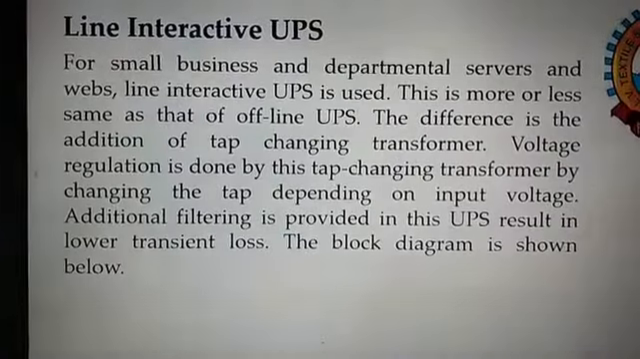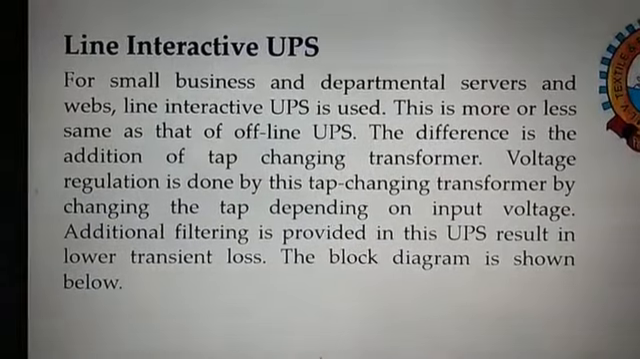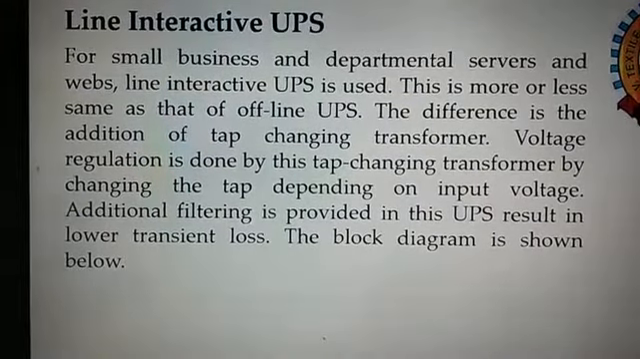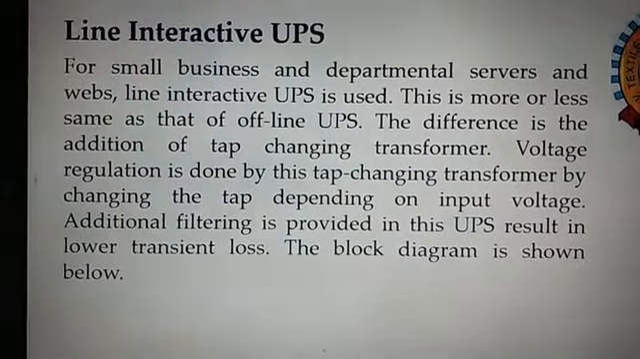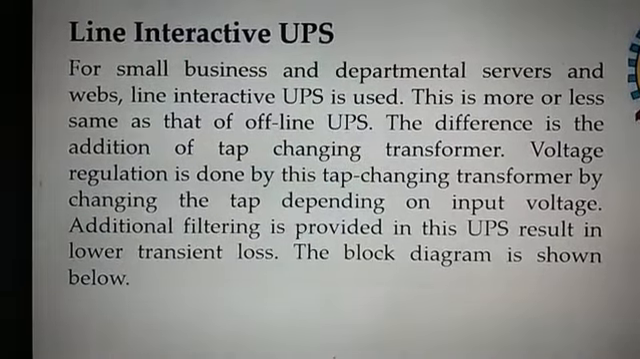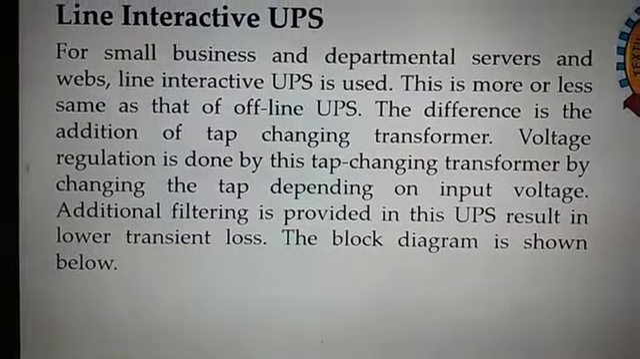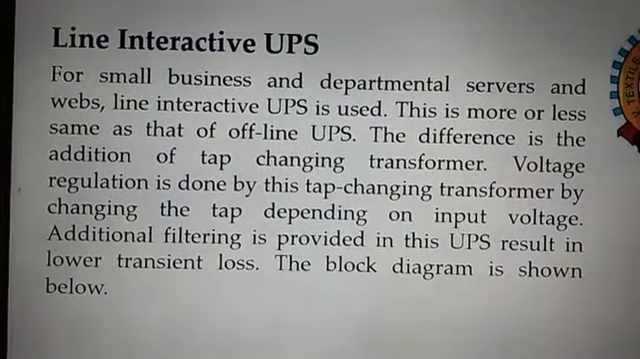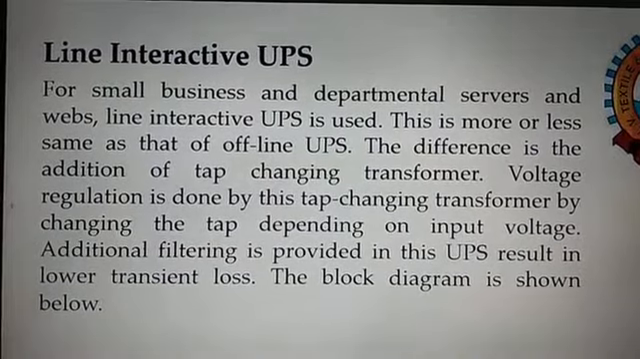Now the third type of UPS, although it is not in your syllabus, is called the line interactive UPS. For small businesses and departmental servers, line interactive UPS is used. This is more or less the same as that of offline UPS. The difference is the addition of a tap changing transformer. Voltage regulation is done by this tap changing transformer by changing the tap depending on the input voltage. Additional filtering is provided in this UPS, resulting in lower transient loss. I am not giving the block diagram because it is not in your syllabus.